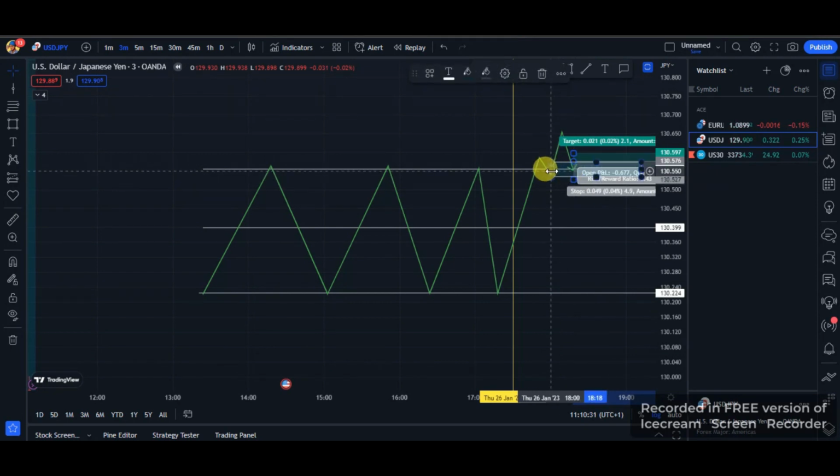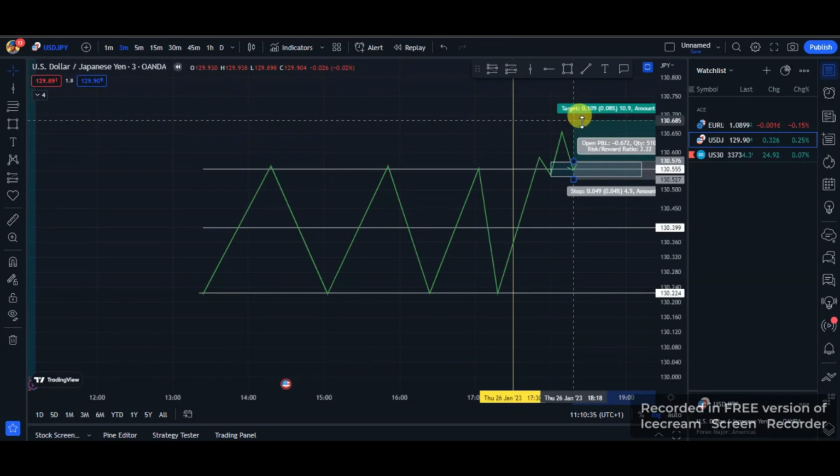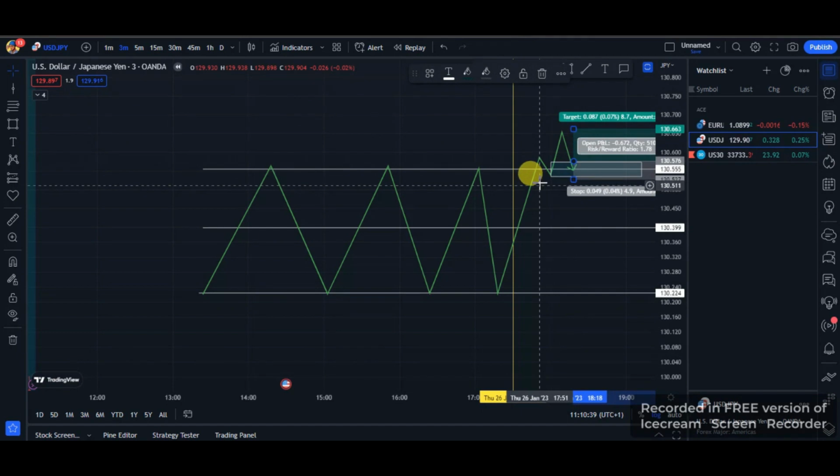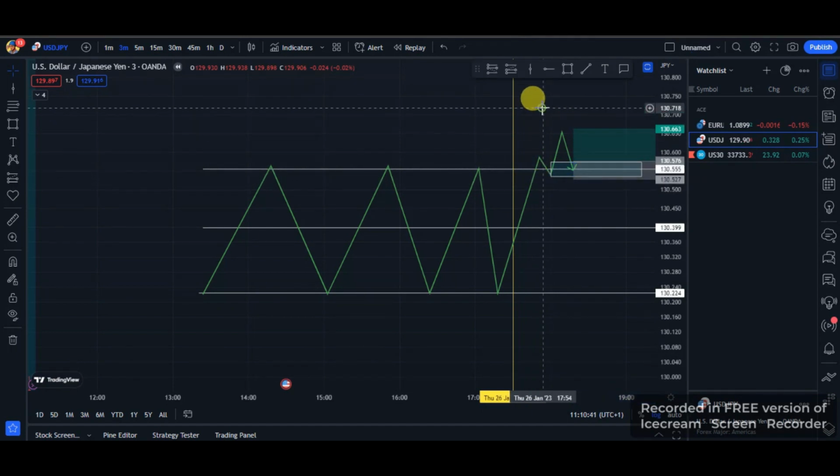Stop loss slightly below that demand zone. And you can take a 1-to-1, a 1-to-1.5, a 1-to-2, a 1-to-3. It all depends on you and how much you want to take on the trade.